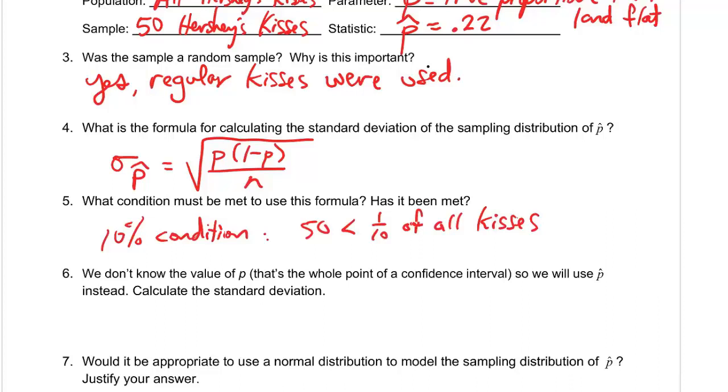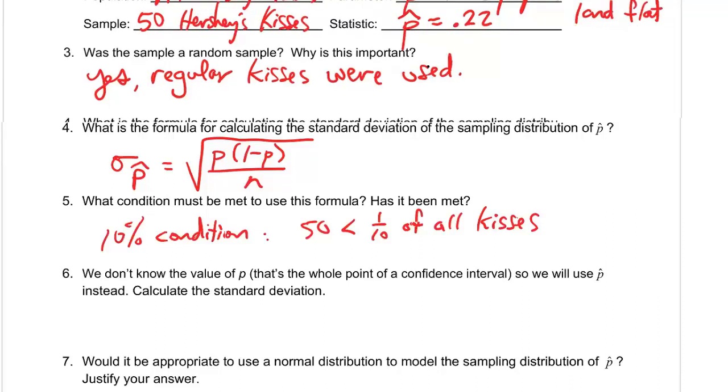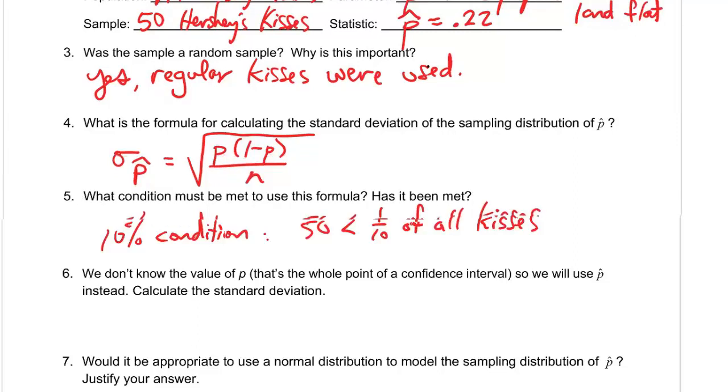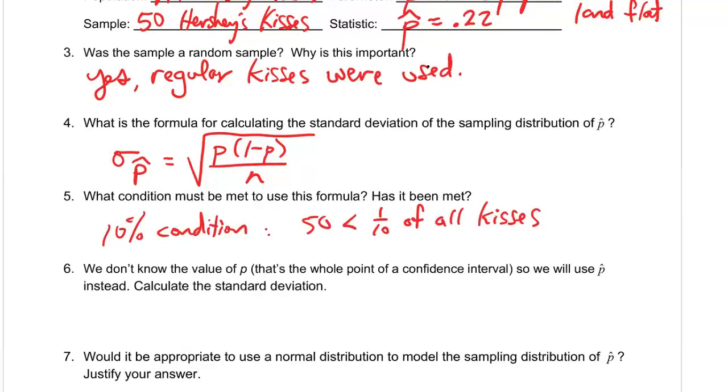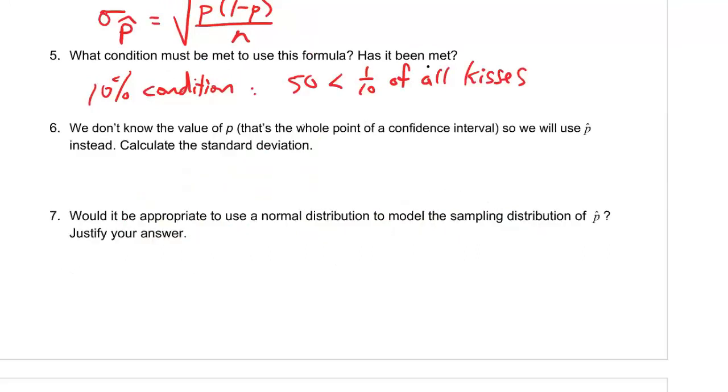We don't know the value of p, and that's the whole point of a confidence interval. So we'll use p hat instead and calculate the standard deviation. Notice that the formula says p, the actual p, if we knew it, but we don't. So instead, we're going to roll with what we've got. And this now is called the standard error. When you make this little substitution of p hat, 1 minus p hat over n.